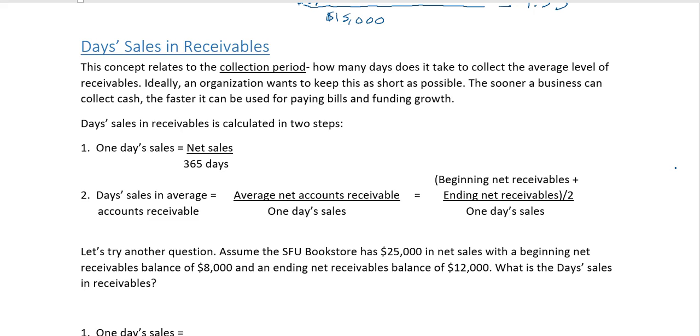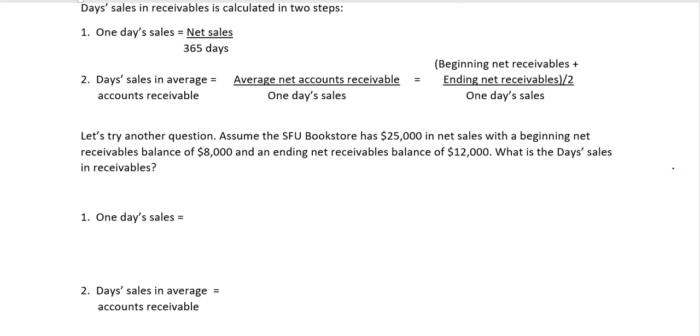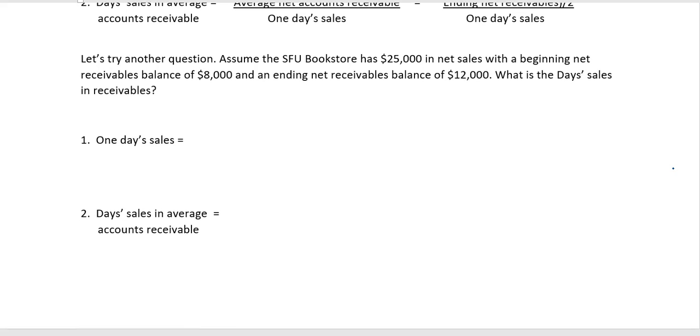Assume that your bookstore had $25,000 in net sales, with a beginning net receivable balance of $8,000 and ending net receivable balance of $12,000. What is the day sales in receivables? So try these two to wrap up this chapter. We'll continue in about 90 seconds here in the same video.